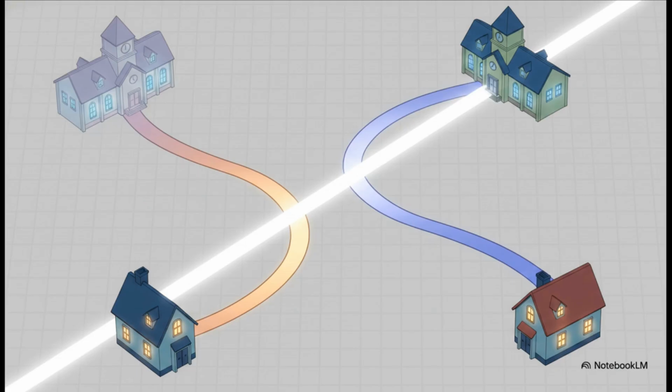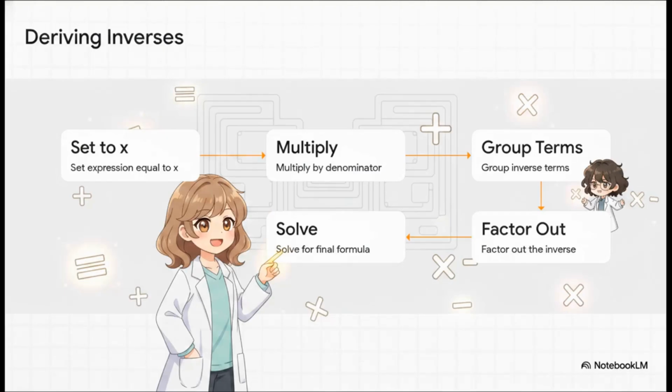And geometrically, if you were to map this out on a graph, the inverse of a function is a perfect visual reflection of the original function directly across the diagonal line y equals x. They are perfectly, beautifully balanced. So how do we actually derive this algebraically? Let's walk through this 5-step reversal algorithm using a great example from our sources.